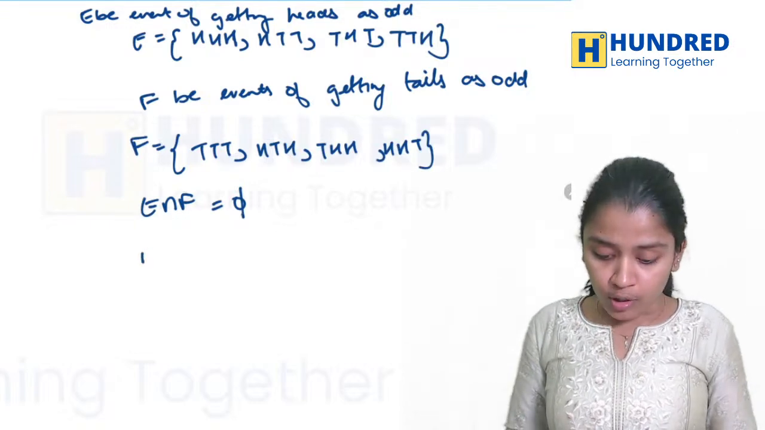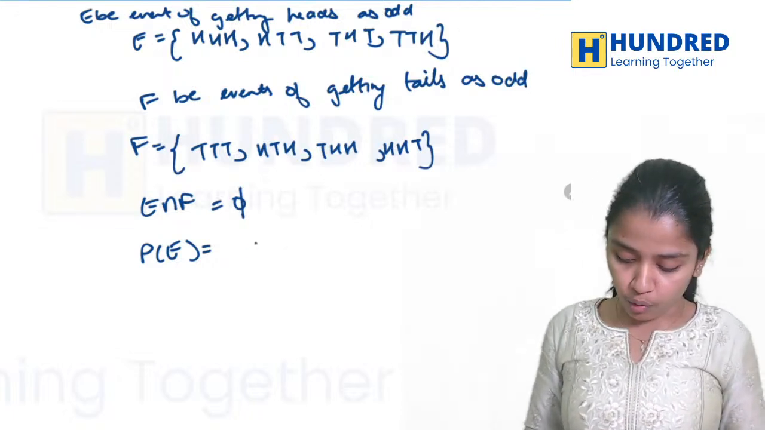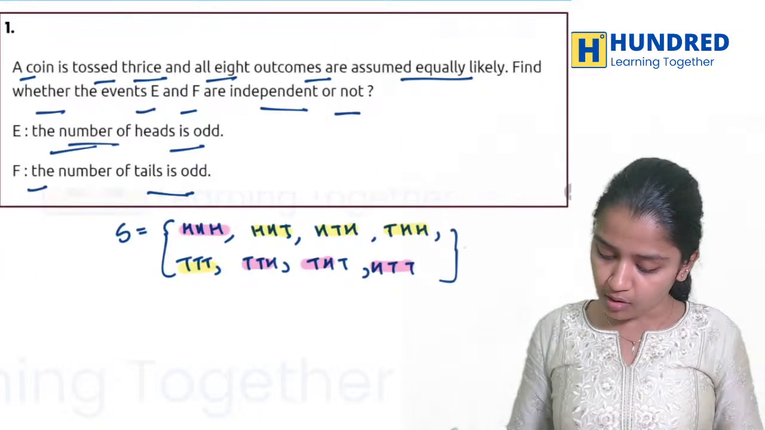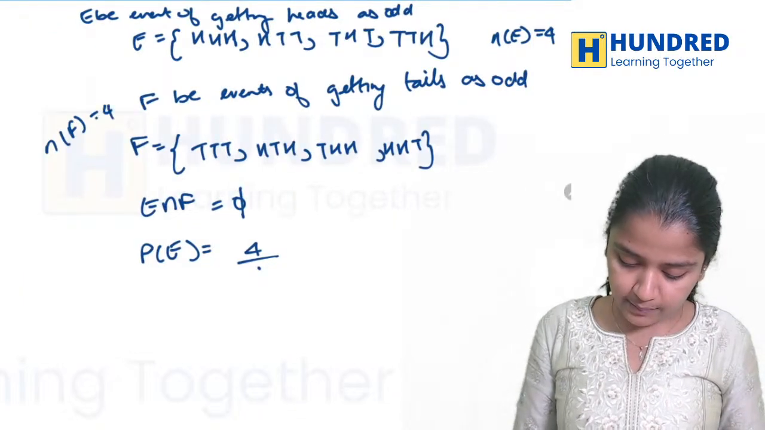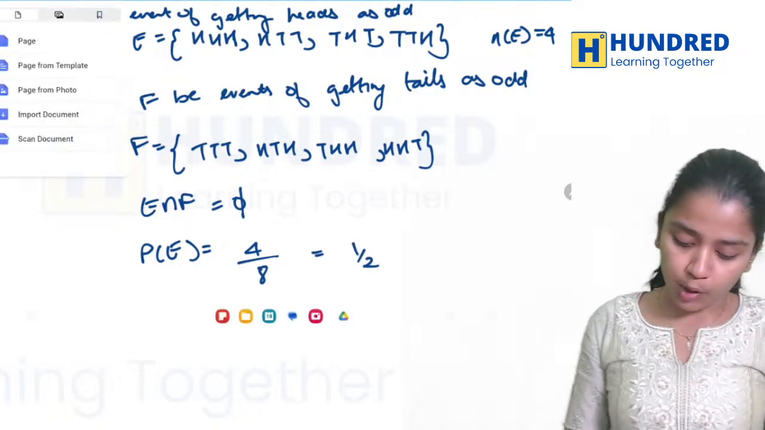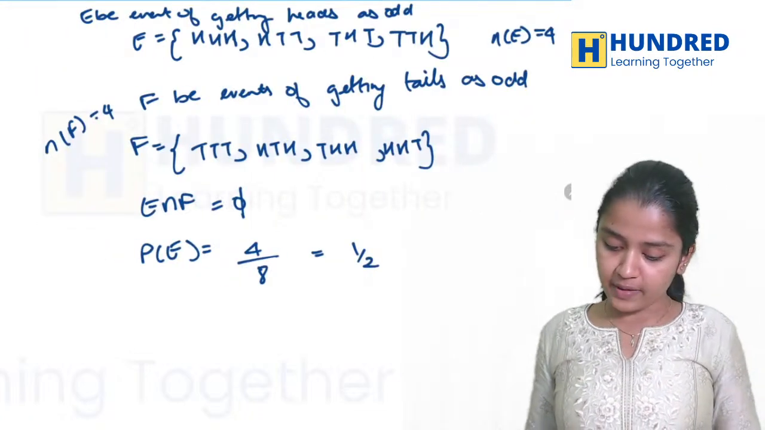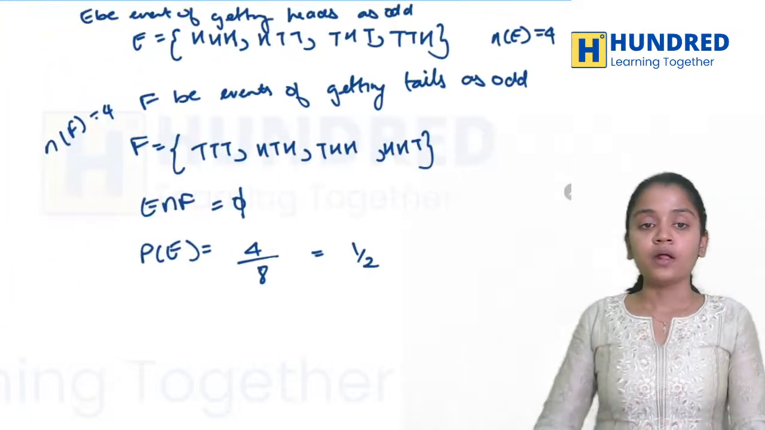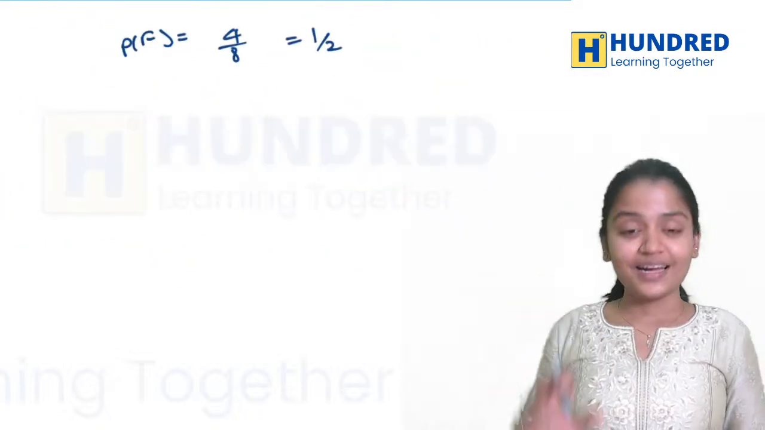Okay, so P of E, probability of getting E, totally you are having 4 in total because n of E is nothing but 4, n of S is nothing but 8, then comes n of F is nothing but 4. So basically it is 4 by 8, which is nothing but 1 by 2. Same way probability of getting F. So probability of getting F is basically what? It is 4 by 8 which is nothing but 1 by 2. Okay, so this is the probability of getting tails as odd.